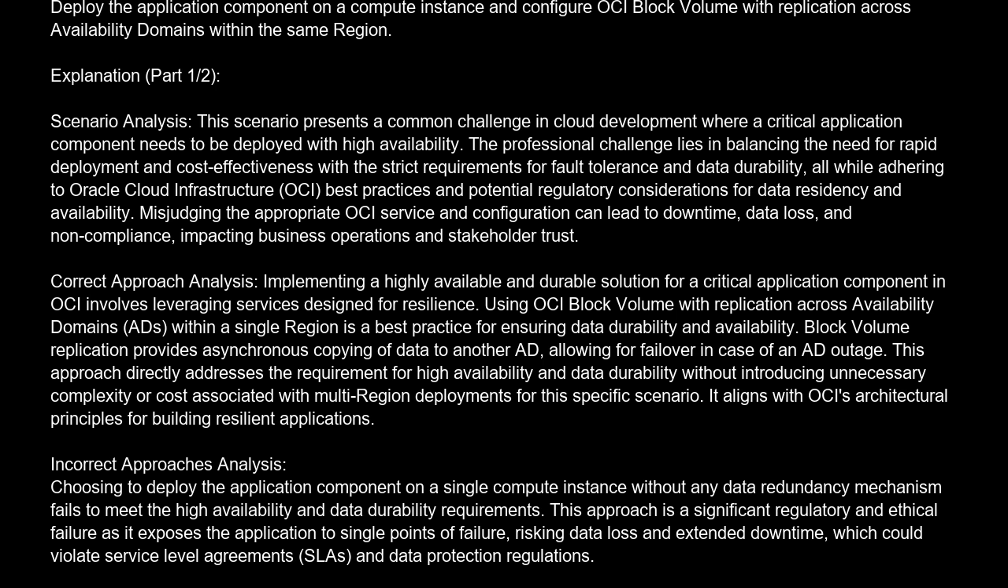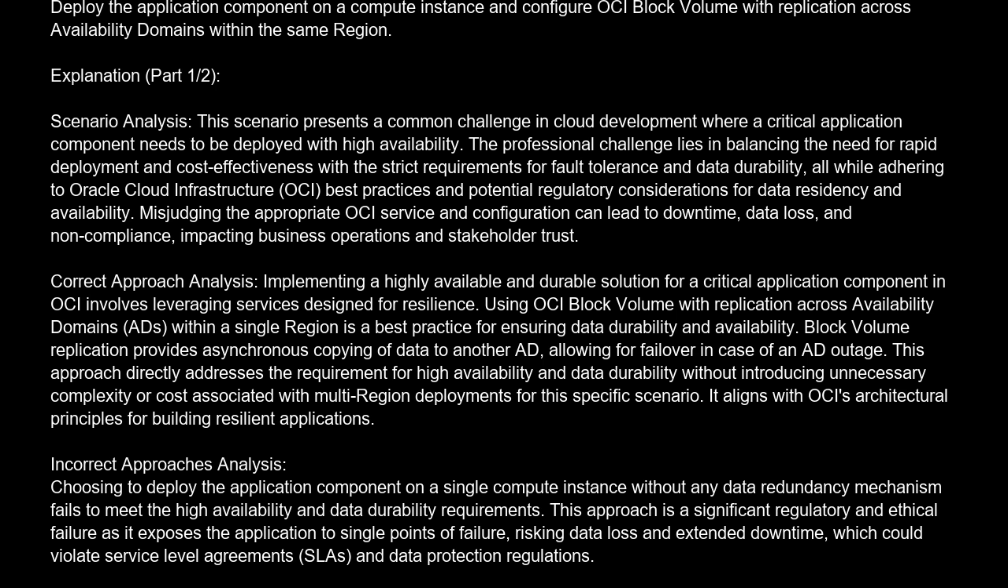trust. Correct approach analysis. Implementing a highly available and durable solution for a critical application component in OCI involves leveraging services designed for resilience. Using OCI block volume with replication across availability domains (AD) within a single region is a best practice for ensuring data durability and availability. Block volume replication provides asynchronous copying of data to another AD, allowing for failover in case of an AD outage.